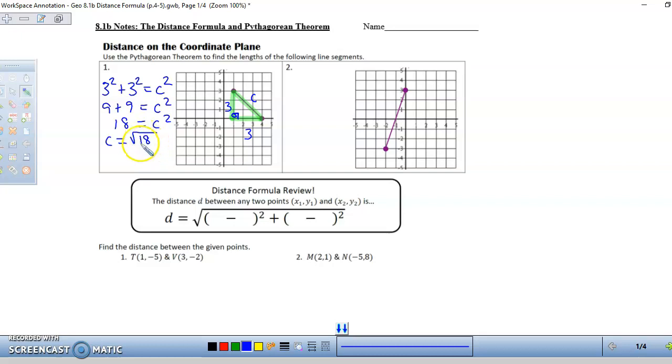Now that one, a 9 divides into 18. So I'm going to change this to square root of 9 times the square root of 2. So my final answer is 3 root 2. Okay, so this length of the segment or the distance between the points, final answer is 3 root 2. Second example. So again, we're finding this distance or the length of the segment.